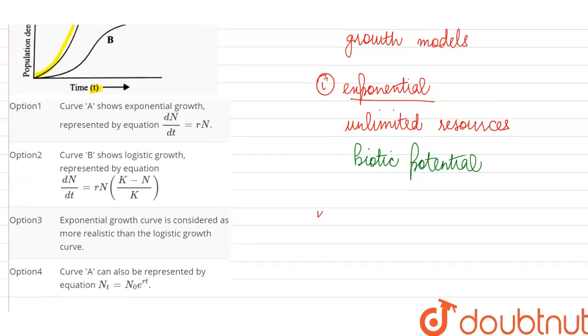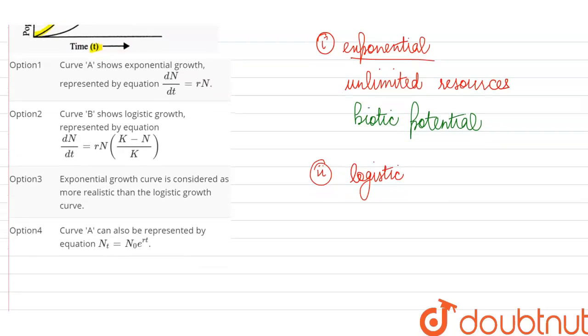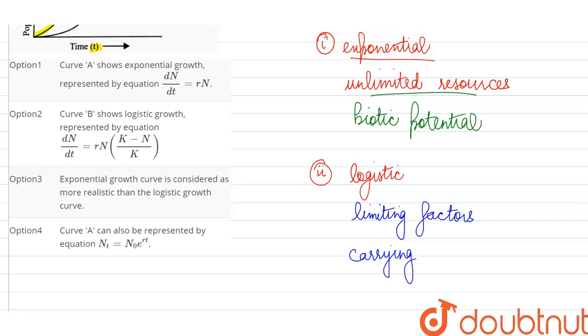But on the other hand, the second type of growth model that we have is that of logistic growth. And what are we going to see here? Obviously, as we have assumed in the exponential growth model, resources cannot be unlimited. In every habitat, there is going to be a certain limit on resources. So in logistic growth, resources are the limiting factors. And therefore, the population density can grow only up to a certain point, which is known as the carrying capacity, which we denote by K.